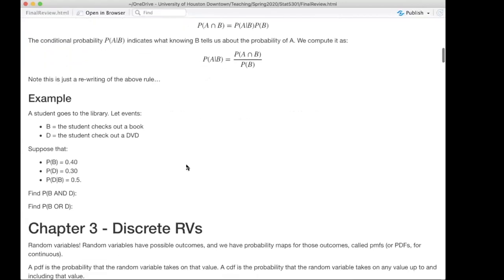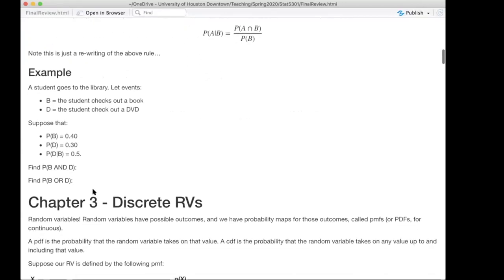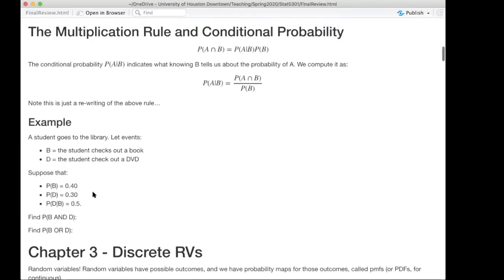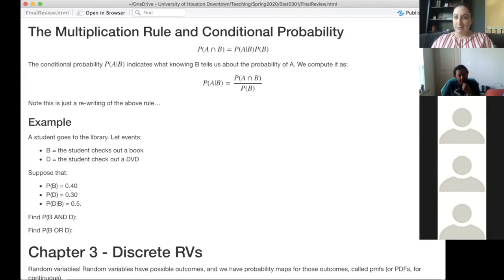So, an example of how you would use this. We have two events. B is that the student is checking out a book. D is that they check out a DVD. And we have our three probabilities. What is the probability of B and D? Note that I am making you translate from and to intersection or union. I'm going to turn your faces back on and wait until one of you sits here and scribbles out the answer.